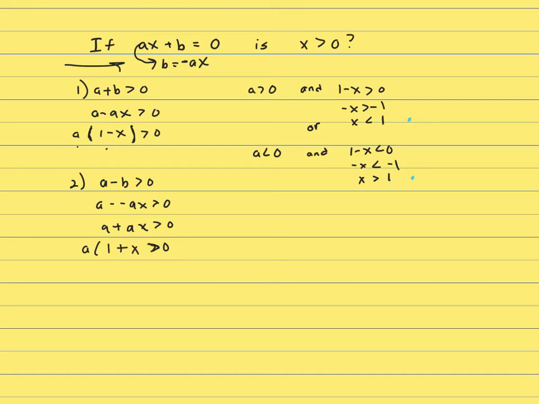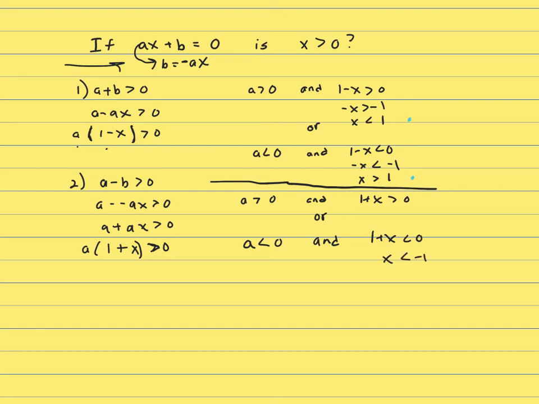Well, how do things become positive? Either a is greater than 0 and 1 plus x is greater than 0, or a is less than 0, negative, and 1 plus x is less than 0. That's x is less than negative 1, and this is x is greater than negative 1. So once again, x is greater than negative 1, x is less than negative 1. I don't know if x is greater than 0 or not. So clue 2 did not work either.